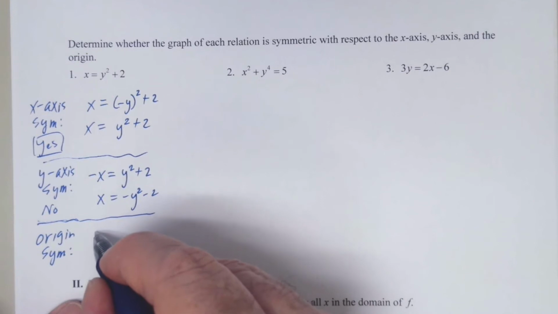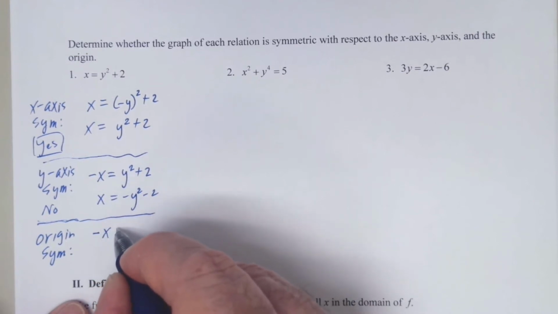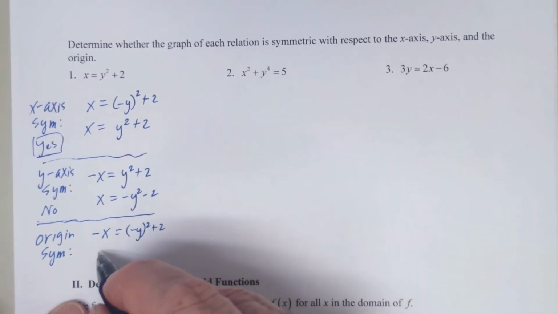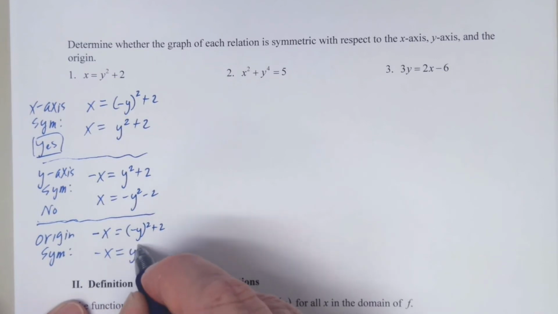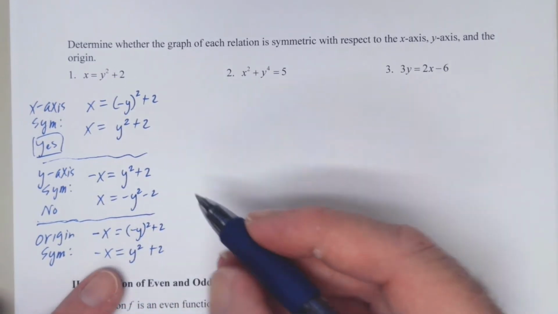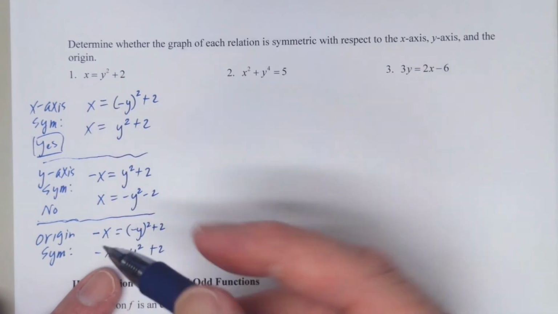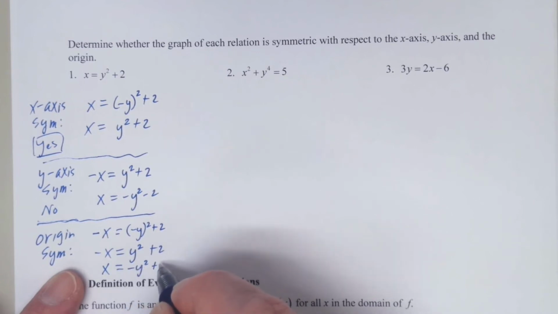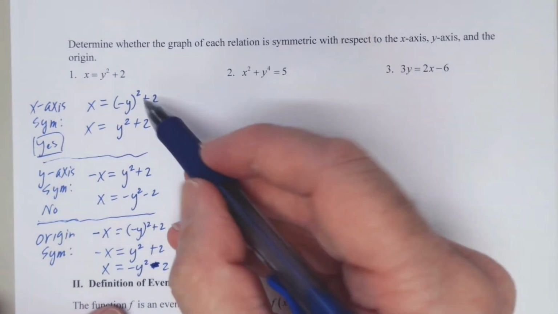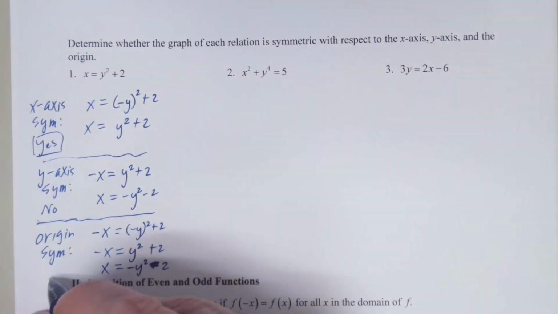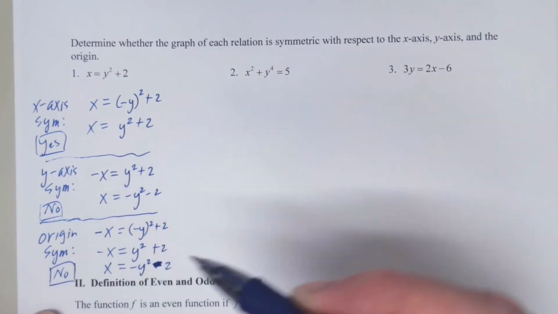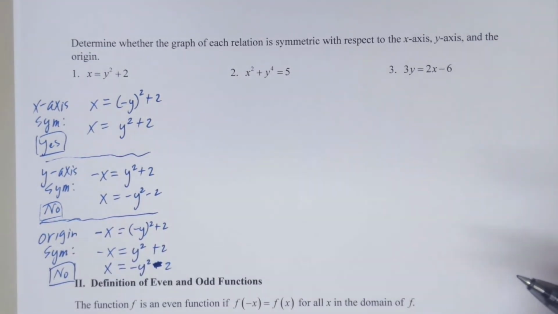Finally, do we have origin symmetry? Well, replace x with minus x and replace y with minus y. So we have minus x equals y squared plus 2. Now again, I need an x on the left, so I'll multiply everything by -1. I get x equals minus y squared minus 2. And notice that is not the same as the original, and so no, we don't have y-axis symmetry. I'm sorry, origin symmetry. In fact, the only thing we had was x-axis symmetry.